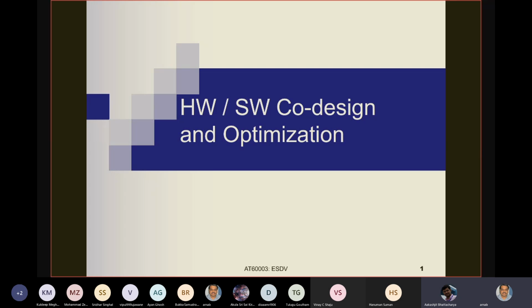So the rough plan for this part of the course is that I'll start with hardware software co-design and optimization, which is the topic of this slide today. And from which I will move to task scheduling and mapping techniques.